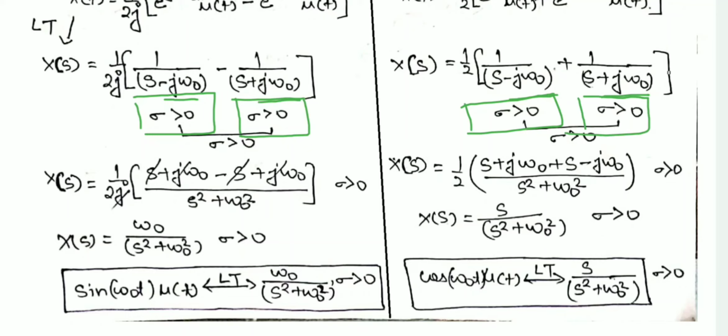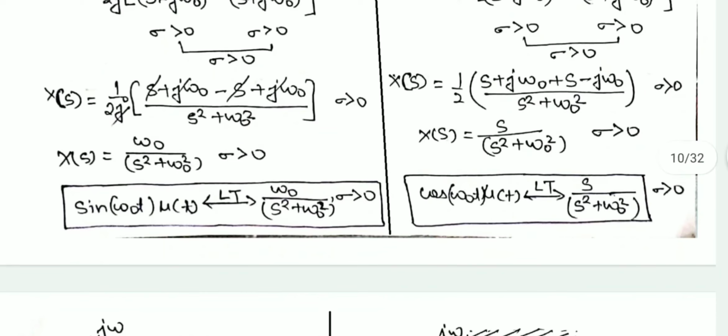And when we combine, because both signals are right sided and greater than 0, the common ROC becomes sigma greater than 0. When we combine all the signals, we get omega over s square plus omega square, and the ROC is sigma greater than 0. Therefore, the Laplace transform of sin omega t u(t) is omega divided by s square plus omega square, where the ROC is sigma greater than 0.